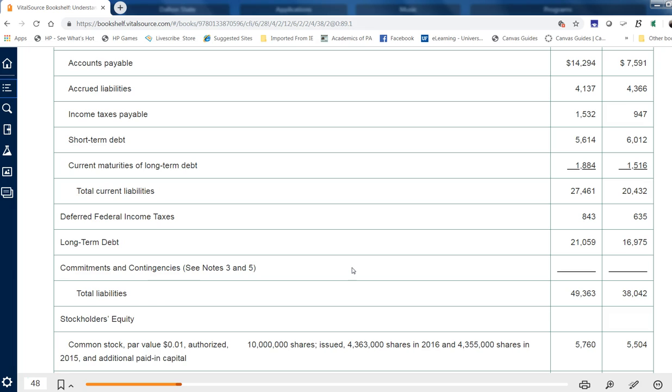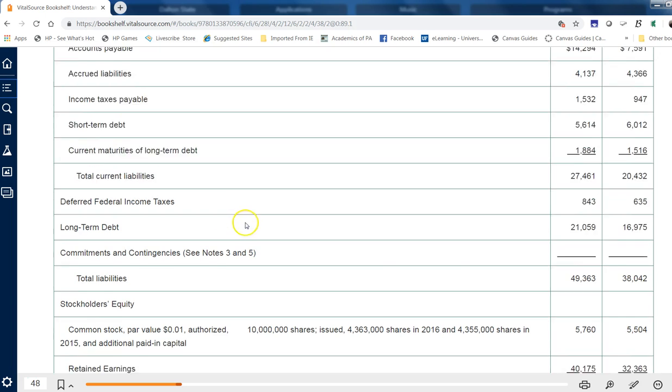And that's because on commitments and contingencies, there could be some items that could have an impact on the company, but it's not sure enough that they can actually record it in the accounting system and report it in the balance sheet. And so then you have your total liabilities.